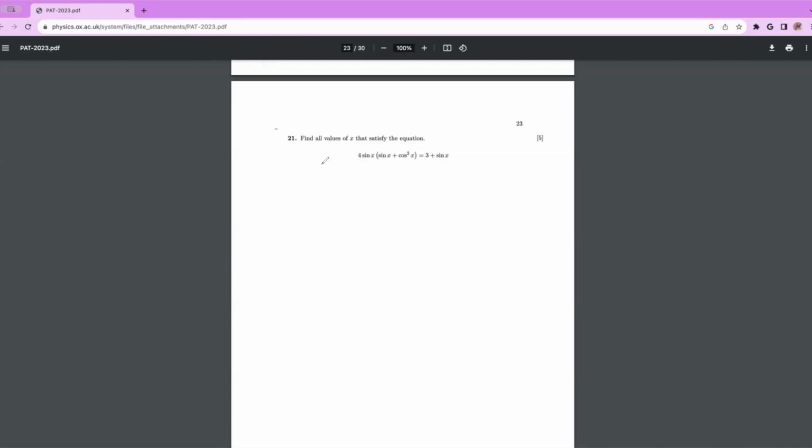So here we basically have to do something similar to the previous one, where we have to get something into a quadratic form. If we expand this out, we'll see that there is 4 sine squared x plus... it might actually not be quadratic, it's probably cubic. Well, let's find out. You'll see that there's 4 sine x cosine squared x is equal to 3 plus sine.